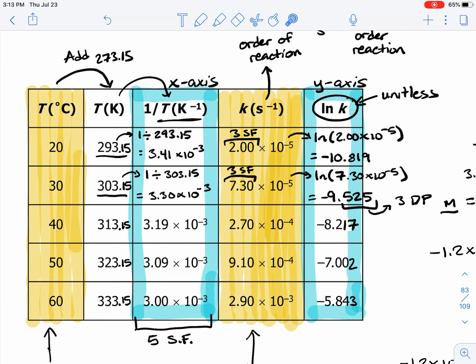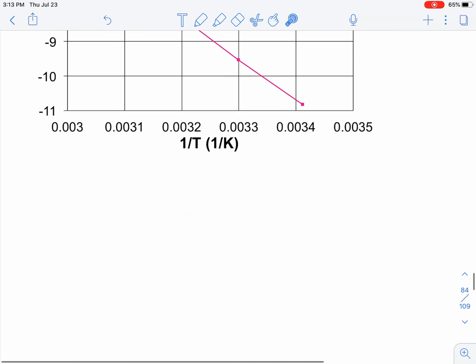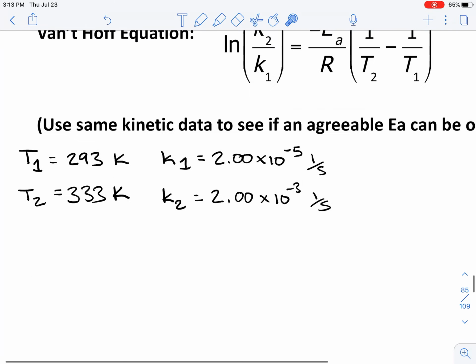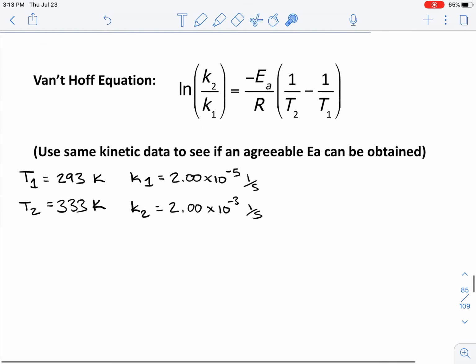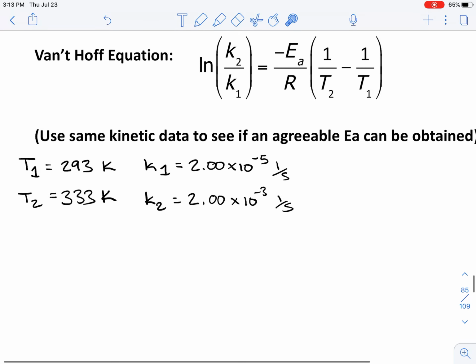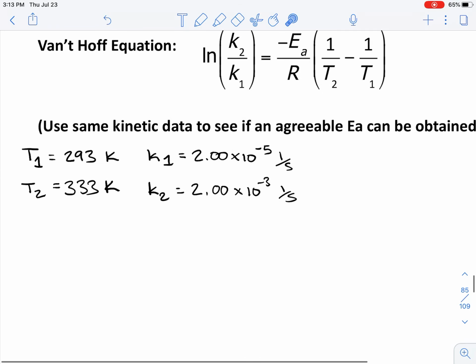And so it's 293 Kelvin and 333.15 Kelvin. It's going to be 2.0 times 10 to the negative 5 and 2.90 times 10 to the negative 3. So I'm basically using the first and the last point. And so I'm going to go ahead and use the same kinetic data and plug it into my Van't Hoff equation to see if we can get an agreeable value for the activation energy.